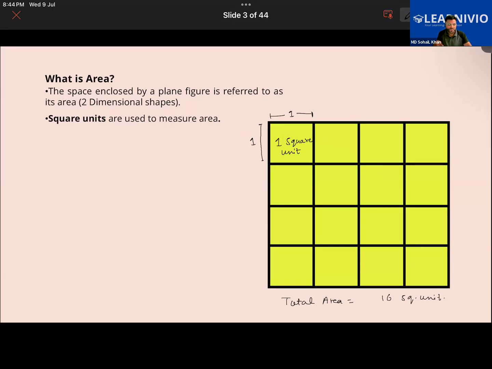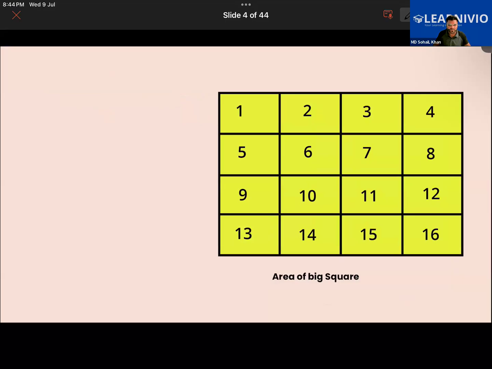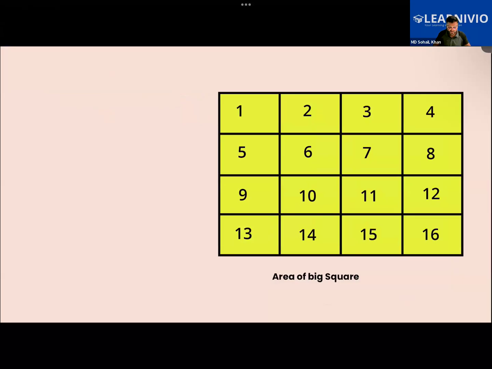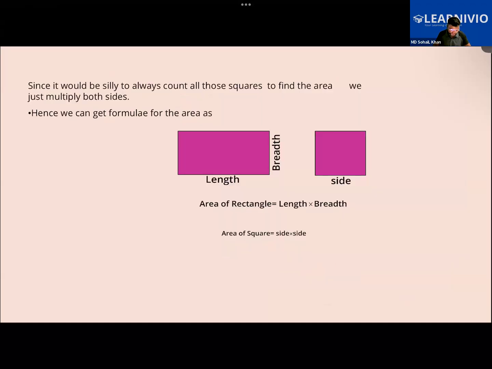And how much area is enclosed by it, we'll calculate using different formulas based on whether it is a square or a rectangle. In higher classes you will get to know about triangles, and you can calculate the area of the circle also. So again you can look here, the area of the bigger square is 16 square units.